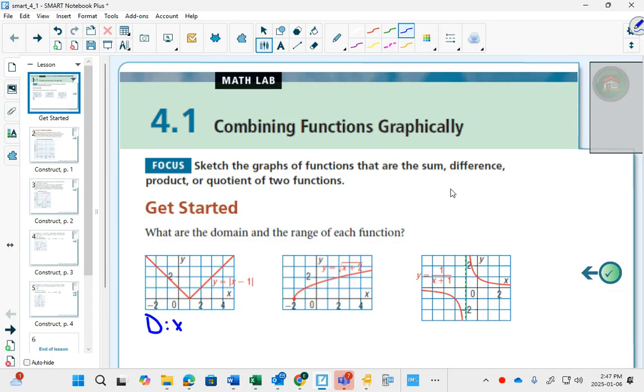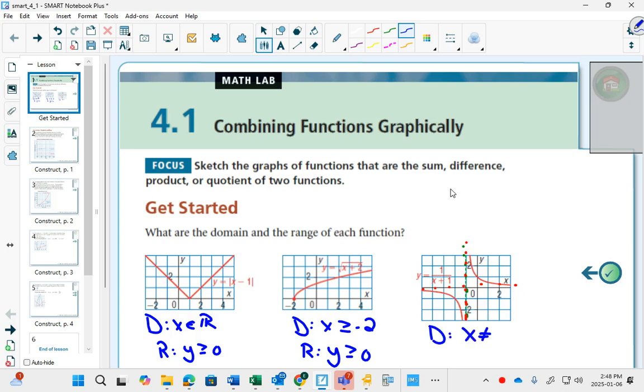Domain, did you get the domain of this one? It's everything. And the range is greater than or equal to 0. Domain greater than or equal to -2, and the range y is greater than or equal to 0. And here, there are asymptotes. Oh, I used red pen. Asymptotes there and there. So your domain is that x cannot equal -1, and your range is that y cannot equal 0.